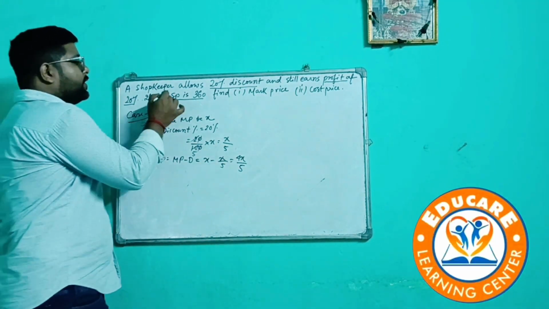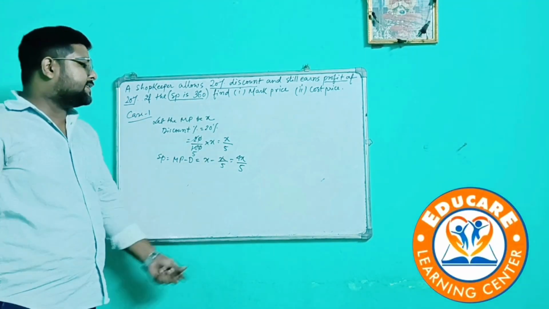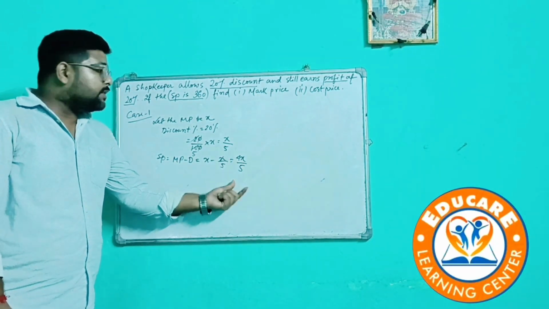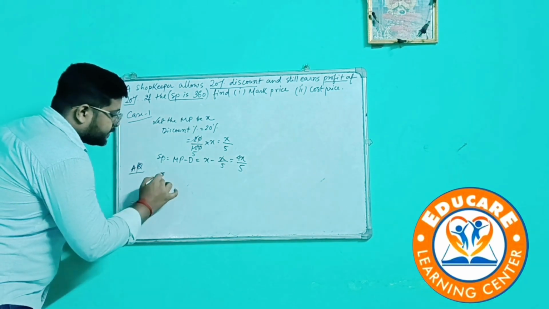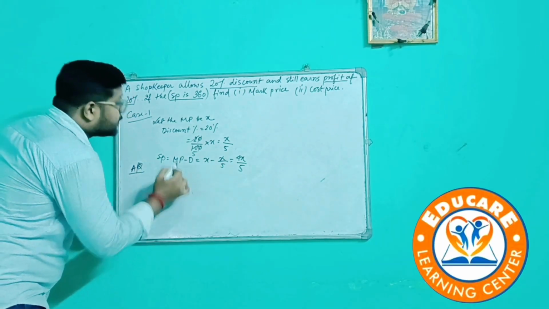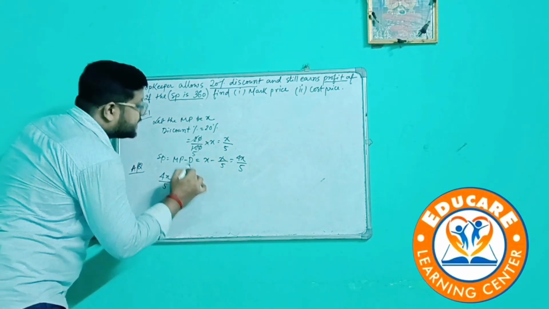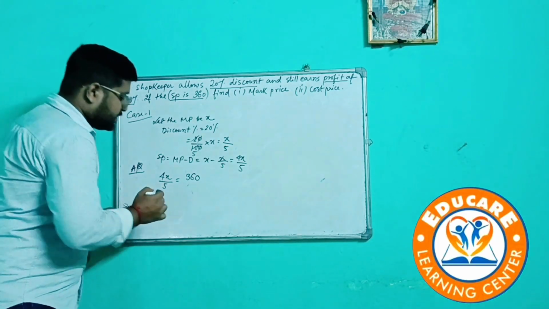Now in the question, we have already got a selling price. So according to the question, we can say this selling price is equivalent to this. From there we can frame an equation, that is 4X by 5, that means this SP is equal to 360, that is this SP. From there you need to find the value of X, which is very simple.